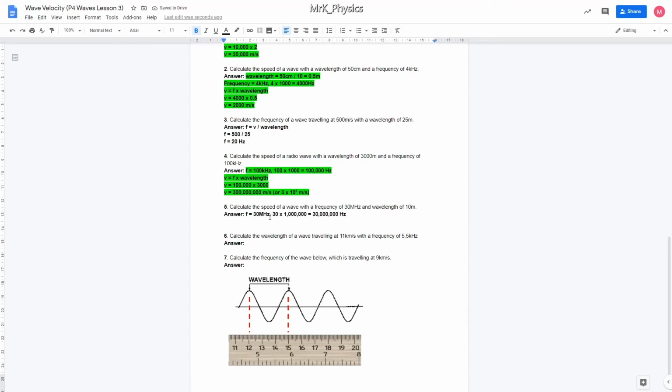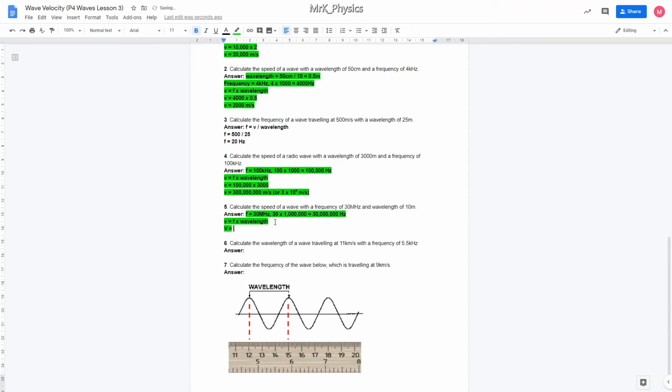Again, we'll put in our equation, and this time I'm just going to cheat a little bit and take that equation from here because we're looking for the speed. So V equals F, or frequency, times by the wavelength. Just get that highlighted in green as well. And then what do we do with that piece of information? We go V, which is our wave velocity, is going to be equal to 30 million hertz times by 10 meters, which is our wavelength.